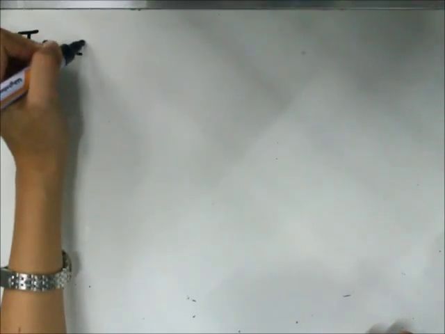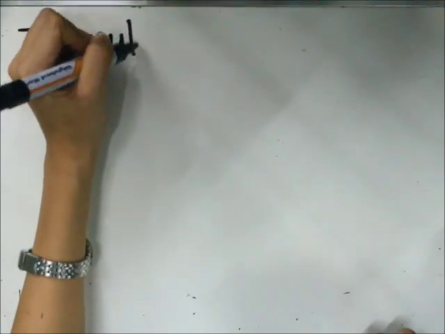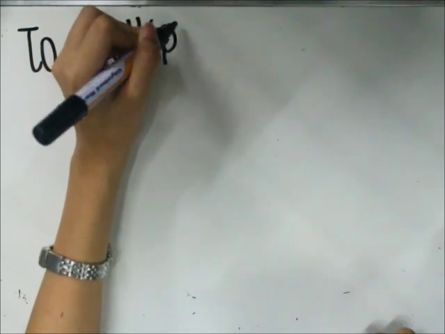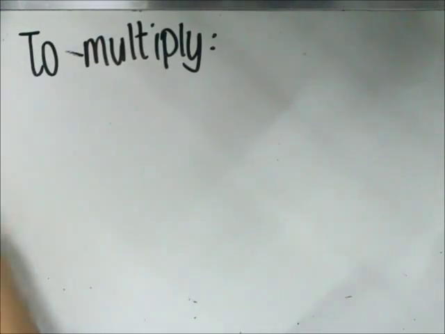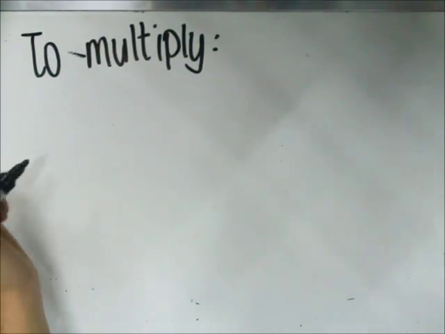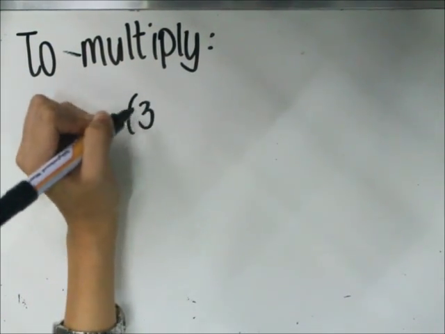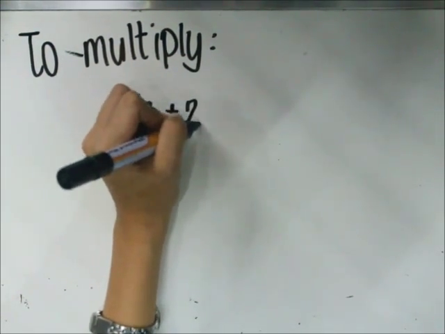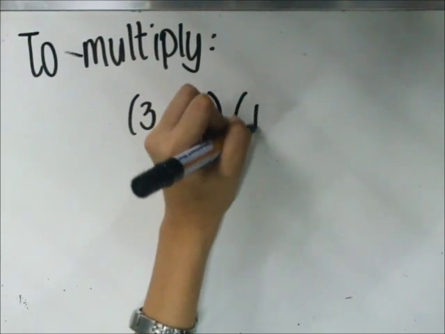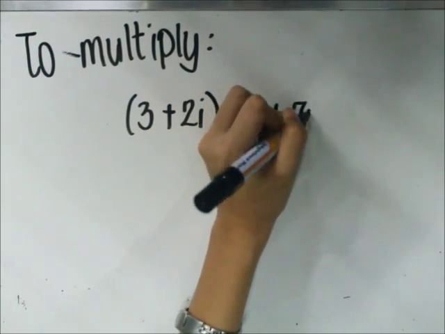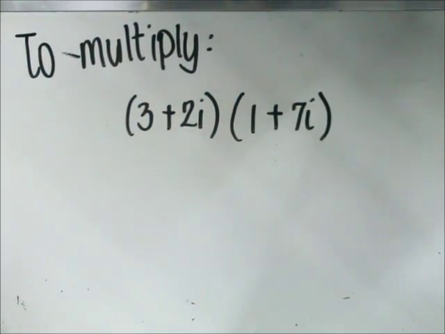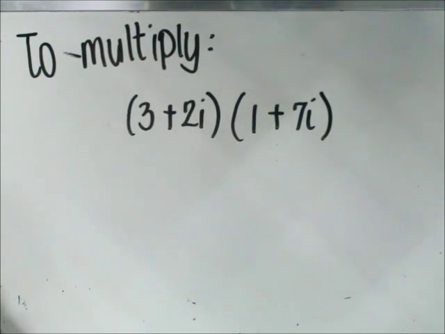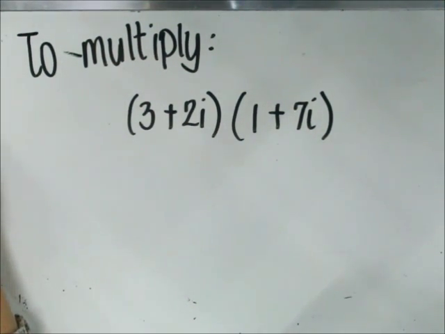Fourth, to multiply complex numbers, each part of the first complex number gets multiplied by each part of the second complex number. We just use the FOIL method. FOIL stands for first, outers, inners, last. Like this.